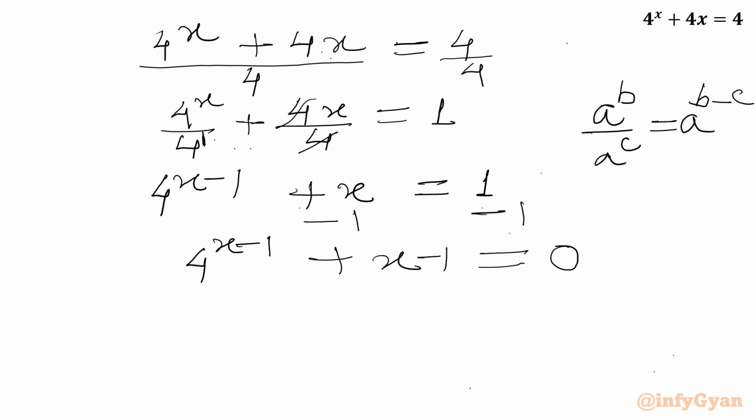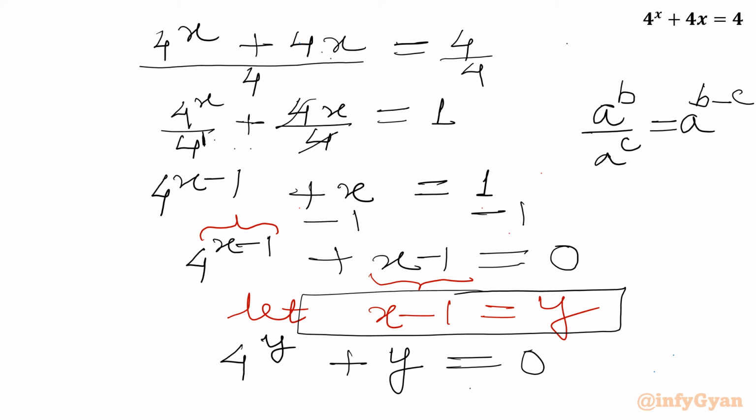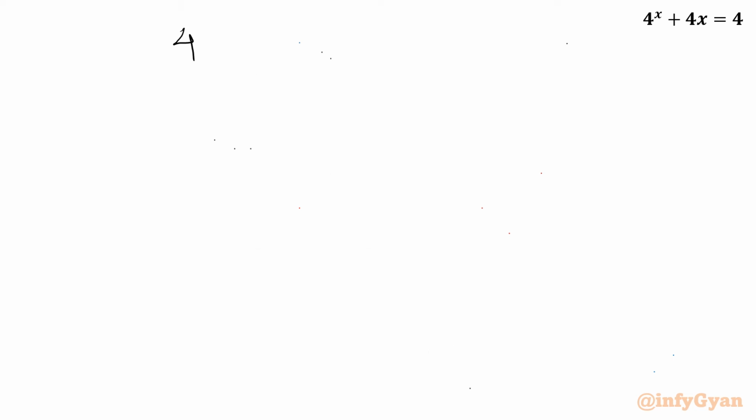Now we will use substitution. Let us say this x minus 1 equal to, suppose y. So I can write our equation in y. It will become 4 power y plus y equal to 0. And this is our substitution. I can write here 4 power y equal to negative y. Now raise both sides to the power 1 over y. So I will write here power 1 over y, here also power 1 over y.